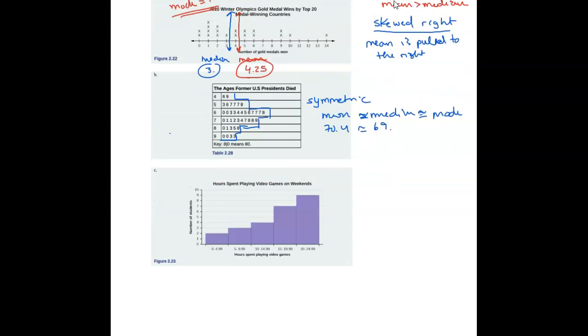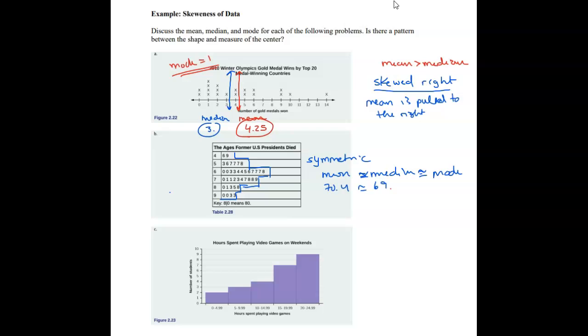Right, the last graph, hours spent playing video games on weekends. We're given a histogram here. You can see this is definitely asymmetric, and this is skewed to the left. Skewed left. Alright, so in a graph that's skewed left, most of the data is on the right, and a few of the data is on the left. Okay, so you might have outliers here.